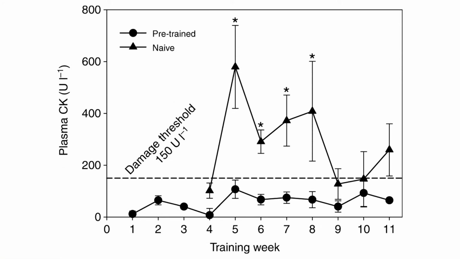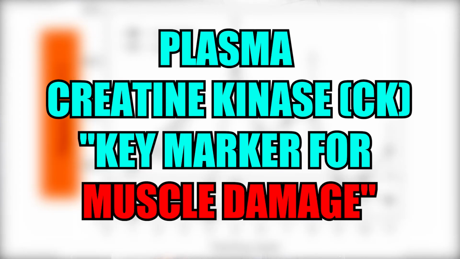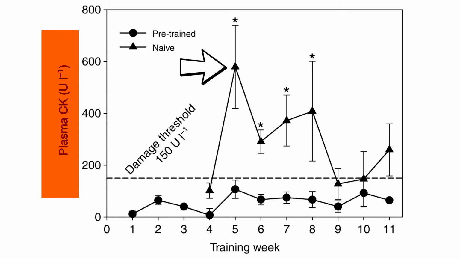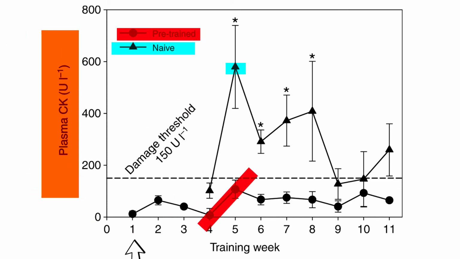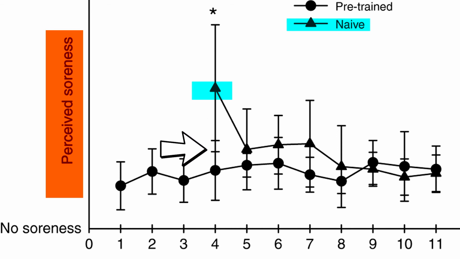The pre-trained group actually had a few weeks to acclimate themselves, whereas the naive group had the exact opposite. Now, if we look at the figure there, we can see that plasma creatine kinase levels, which are a good marker for muscle damage, were very high on week 5 for the naive group, and the pre-trained group had a kind of introduction to this. Looking at the second figure here, we can see that the naive group experienced a lot more pain than the pre-trained group. Naive group probably couldn't sit on the toilet, pre-trained group probably could.